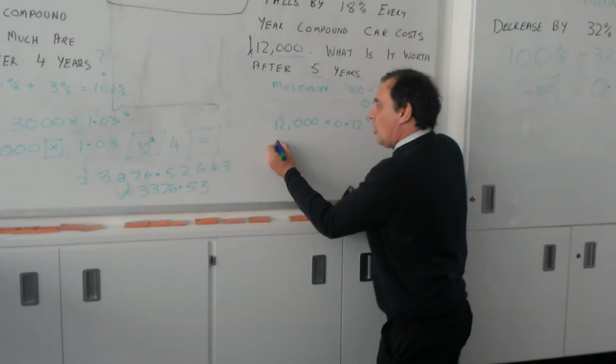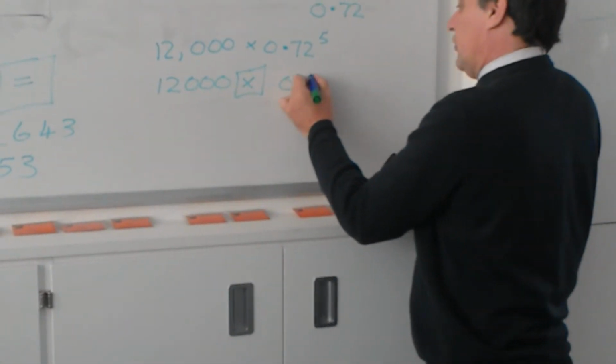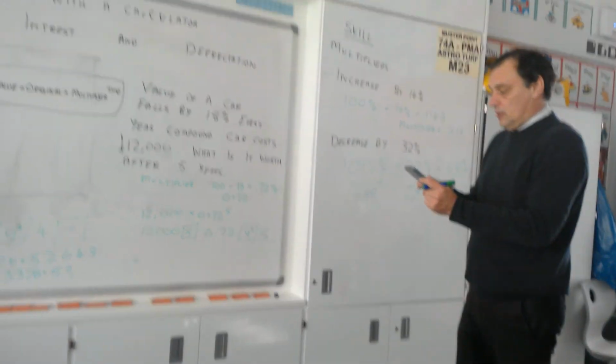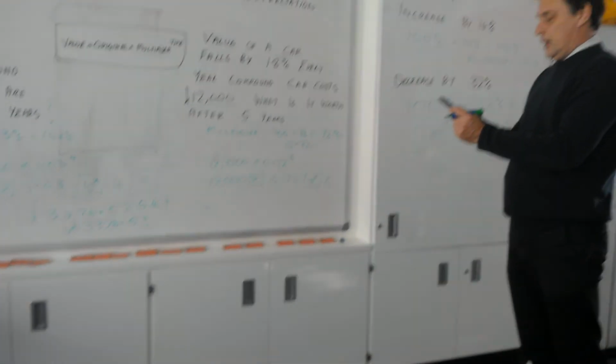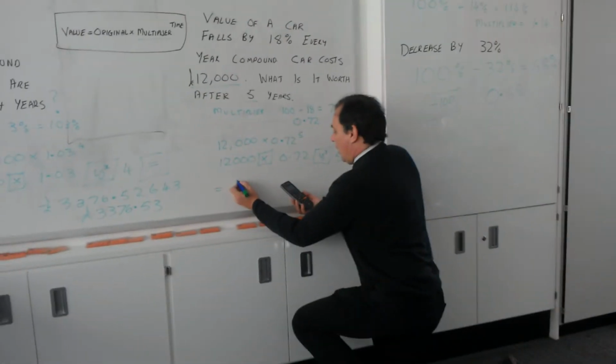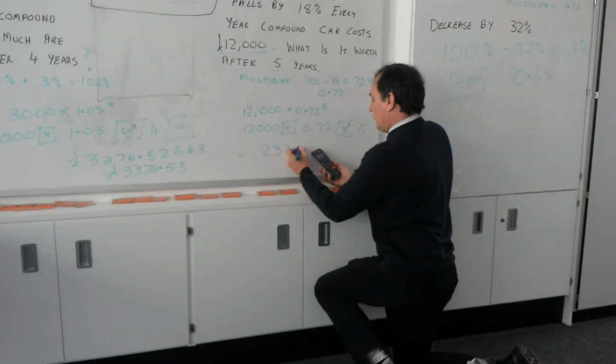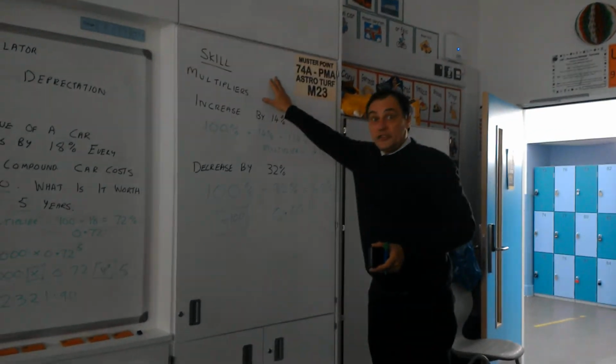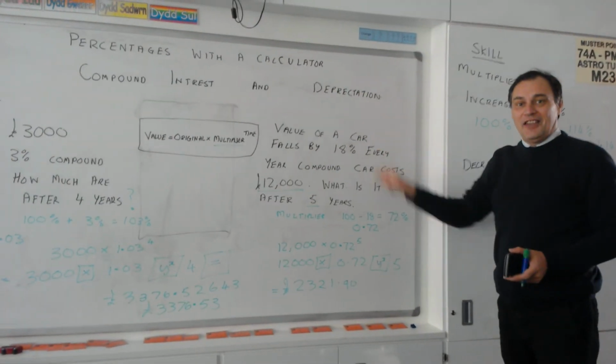So on the calculator, 12,000 times button, multiply button, 0.72, YX button, and a 5. So put these numbers into the calculator, and I'll do the rounding on there. We're running out of board space, times by 0.72, YX button, 5 equals button, and the car will only be worth £2,321.90 if it depreciated at that rate. So there we have it. Multipliers, compound interest, and depreciation.